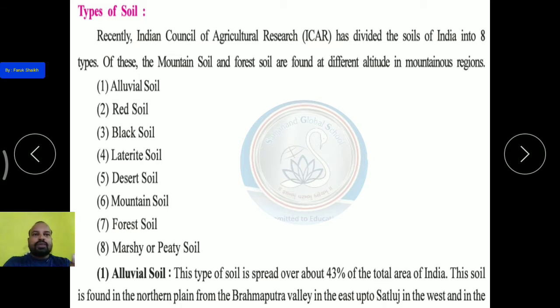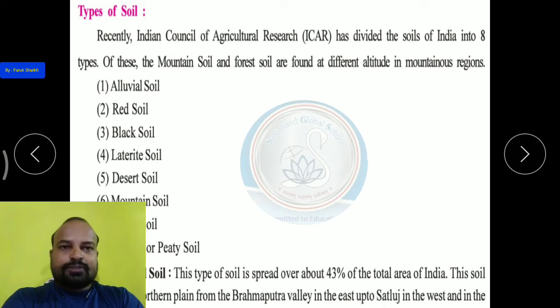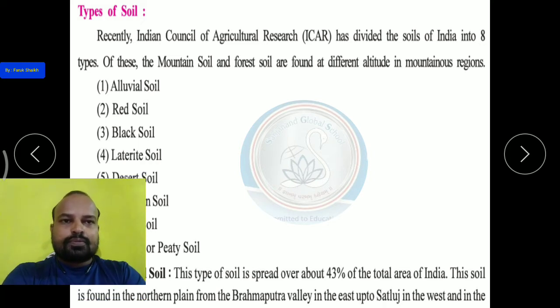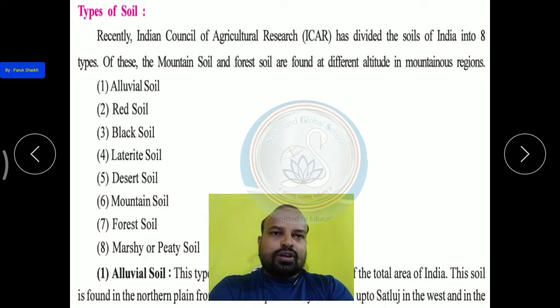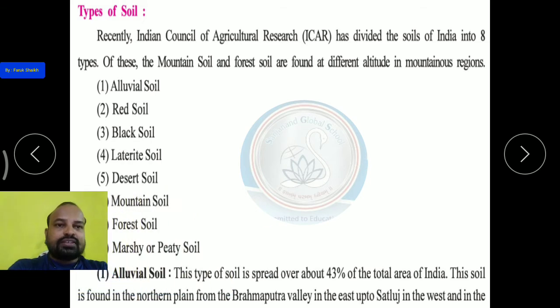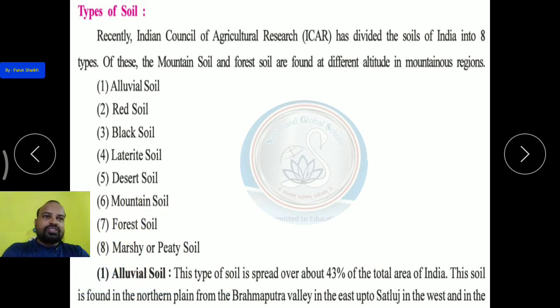Let us see which types of soils there are. There are alluvial soil, red soil, black soil, laterite soil, desert soil, mountain soil, forest soil, and marshy or peaty soil. So these are the 8 types of soils classified in India by the Indian Council of Agriculture Research.